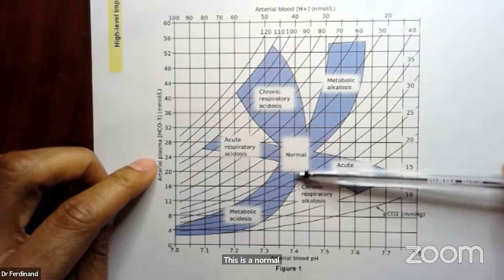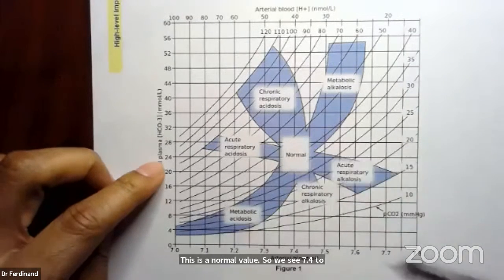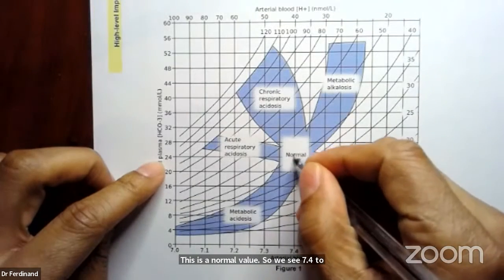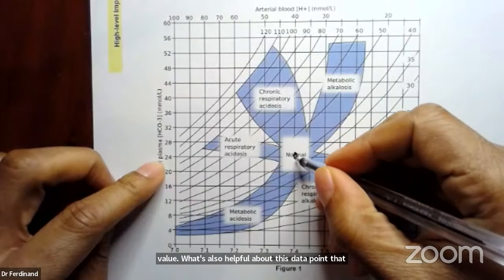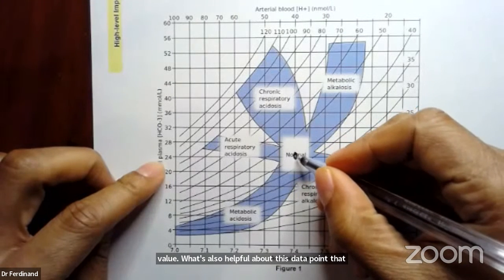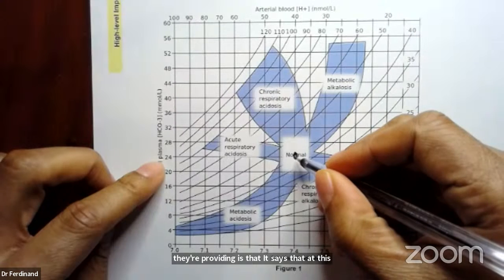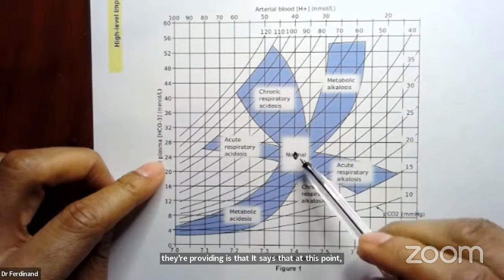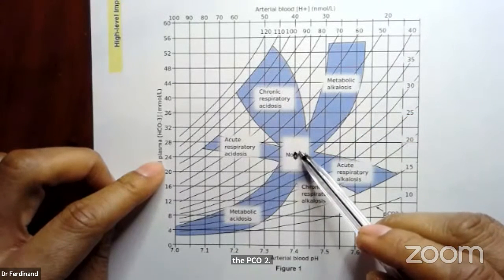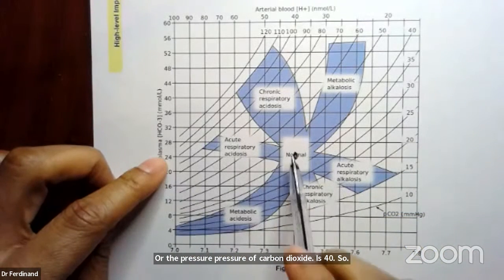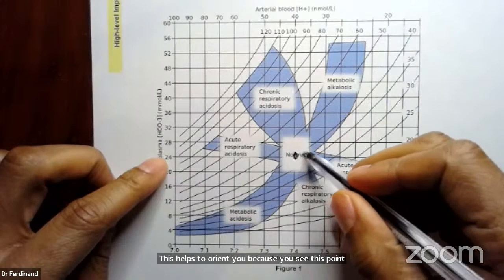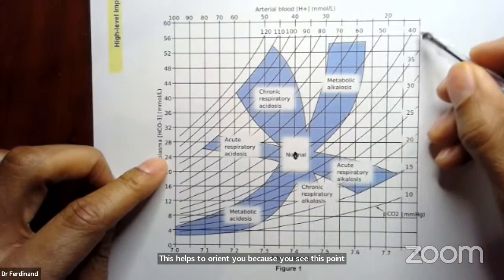So we see 7.4 to 24 is a normal value. What's also helpful about this data point that they're providing is that it says that at this point, the PCO2, or the partial pressure of carbon dioxide, is 40. So this helps to orient you because you see this point here, but then you see this along the line, and that leads to 40.